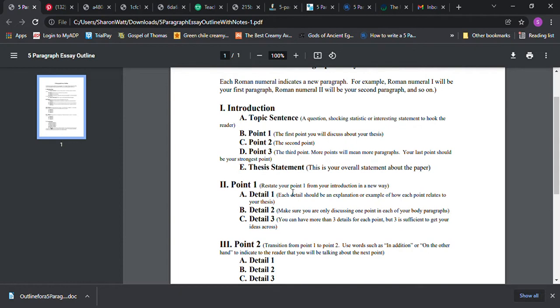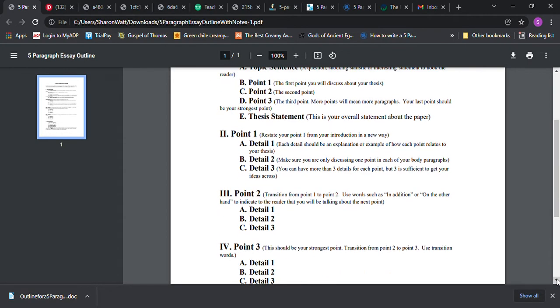Restate your point 1 from your introduction in a new way. But you've got to put some synonyms in there. Okay, detail 1. Each detail should be an explanation or an example of how each point relates to your thesis. Make sure you are only discussing one point in each of your body paragraphs. You can have more than 3 details for each point, but 3 is sufficient to get your ideas across.